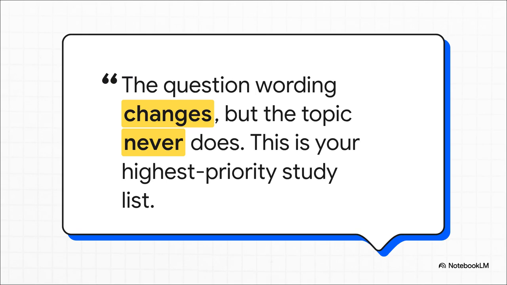This quote right here is the key to everything. It confirms that those Group D questions, numbers 17 through 23, cover the exact same 7 topics on every single version of the test. The wording might change a bit, but the topic, it never does. This is your highest priority list, right here.